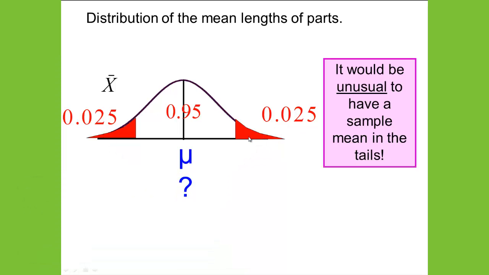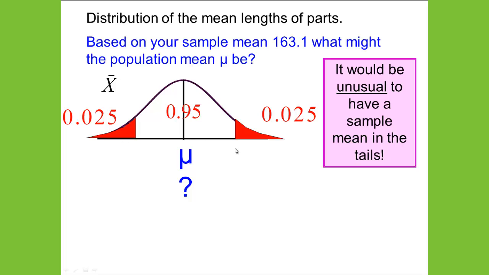And it would be unusual to get a sample mean in the tails of this area. The 95% would be usual or ordinary, and in the tails is where we would consider it to be unusual, out of the ordinary. Based on your sample mean, 163.1, what might the population mean be?